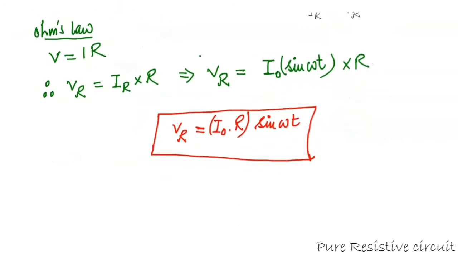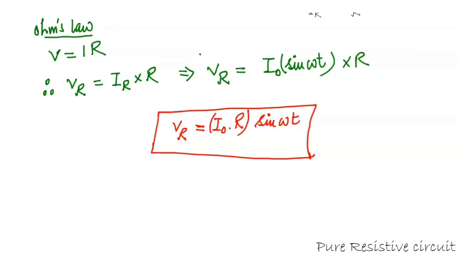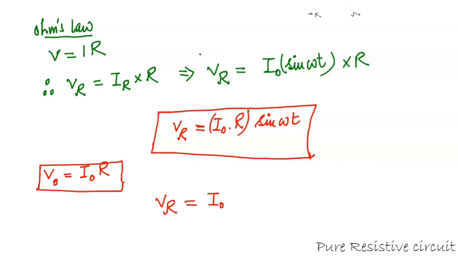I naught into R, we can consider as V naught equals I naught into R. So the final formula is VR equals V naught sine of omega t.